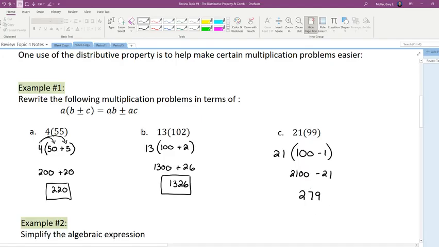Okay, so that's just kind of a fun way you can use a distributive property, but most of the time in math, we will be using it a little bit differently. So let's take a look at example 2.